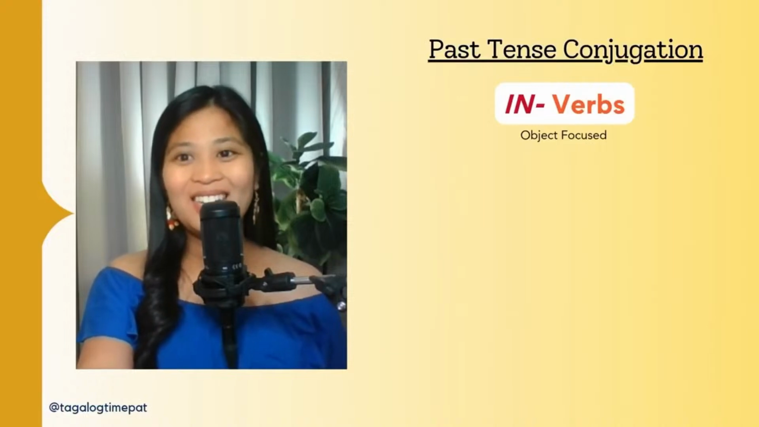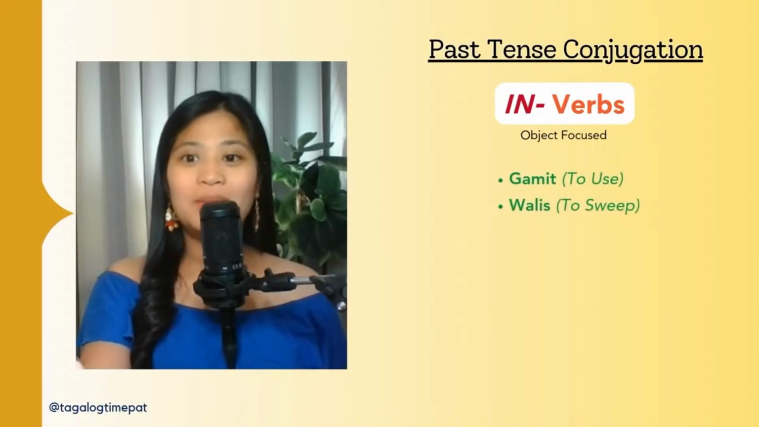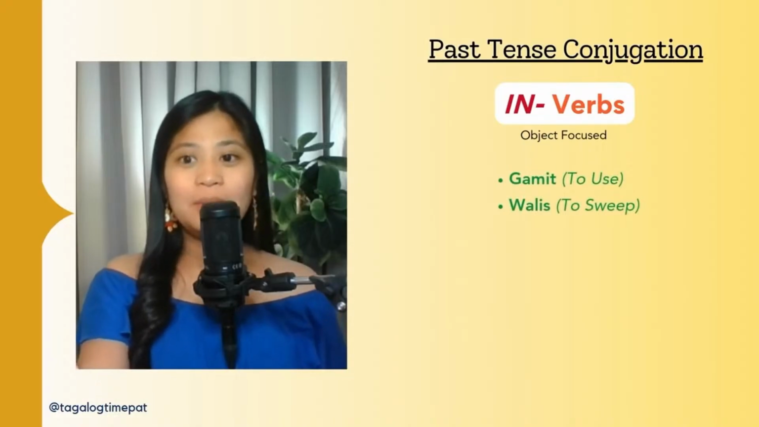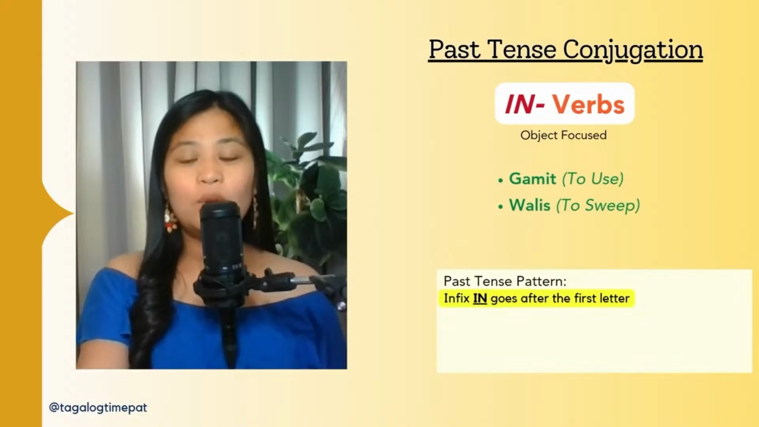All right, so let's take a look at verbs. These are usually object focused, and here are some examples. Gamit means to use. Walis means to sweep. In the past tense, the infix goes after the first letter.